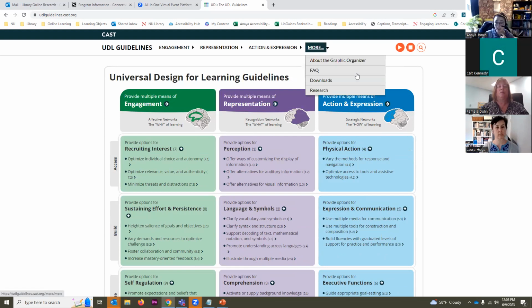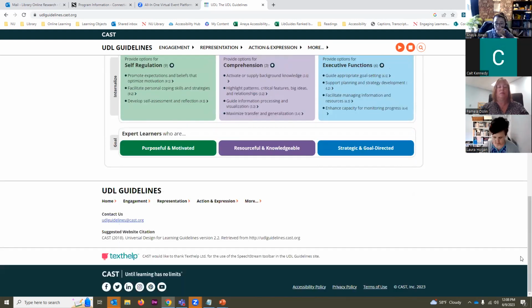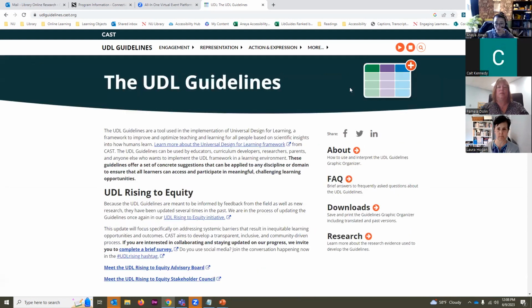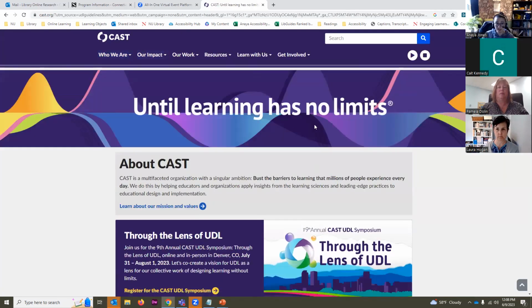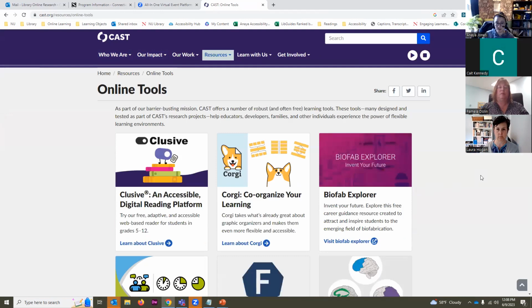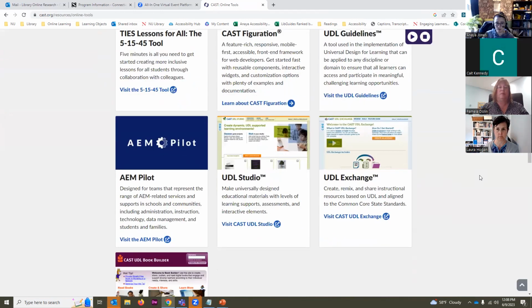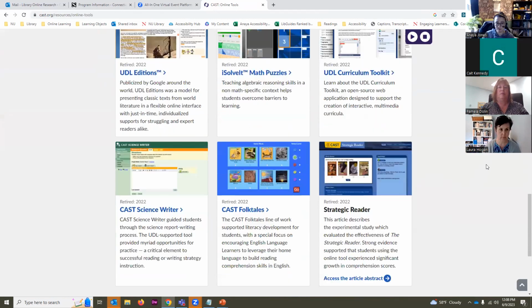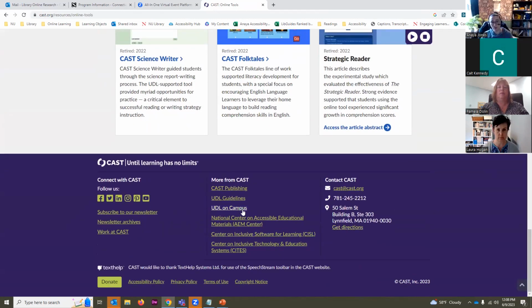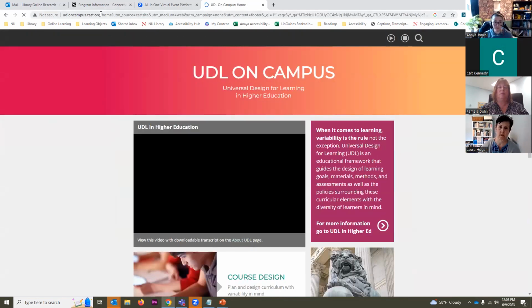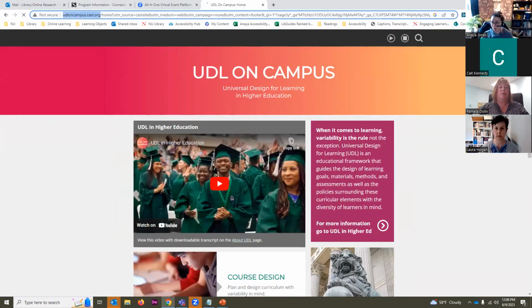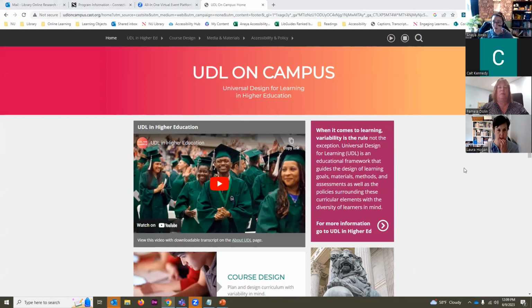These same folks have, and I don't have it immediately propped up, so it might take me just a second to find it, but the same CAST folks have a website about UDL in higher ed. And let's see if it's fairly easy to find, because it is really helpful. Here we go, UDL on campus. So this website is one that I would suggest for folks who are new to UDL.